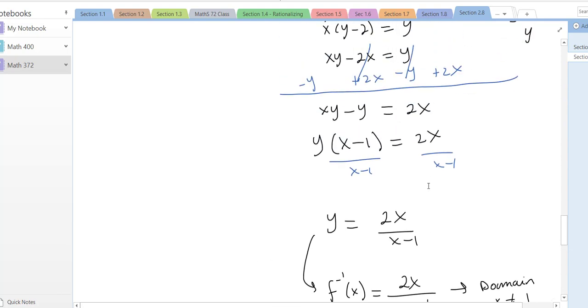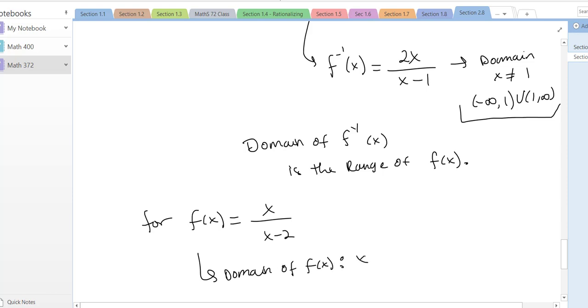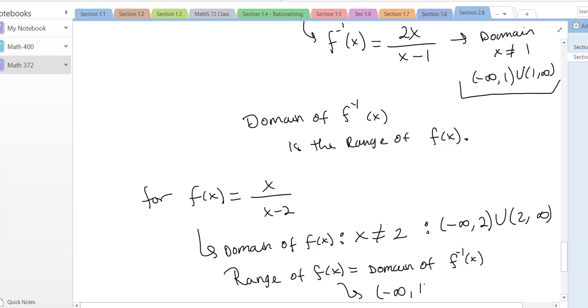So going back to my original function, x over x minus 2, now I can state the domain and the range for f of x. The domain of f is x cannot be 2, so that means minus infinity to 2, not including 2, and then 2 to infinity. There would have been no way for me to know the range just by looking at the function. I would have had to look at the graph of it, but now thanks to the inverse, I know that the range of f of x is the domain of the inverse. So the range of f of x is minus infinity to 1 union 1 to infinity, from up here. The domain of the inverse, sorry.